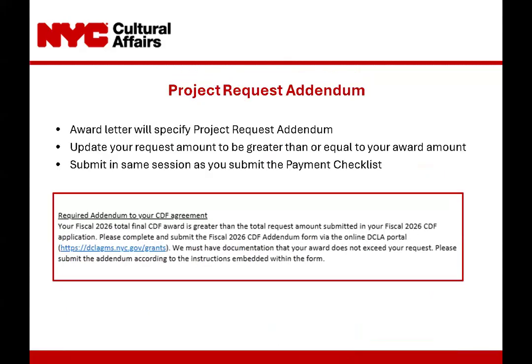Project Request Addenda. If your award is larger than you originally requested, but does not exceed 75% of your total project cost, and no other changes are needed, then you will submit a Project Request Addendum, where you will update your request amount to be greater than or equal to your award amount. You should submit your Project Request Addendum in the same portal session that you submit your payment checklist, as we will not be able to process your initial payment until the addendum and the checklist items have been submitted and approved.